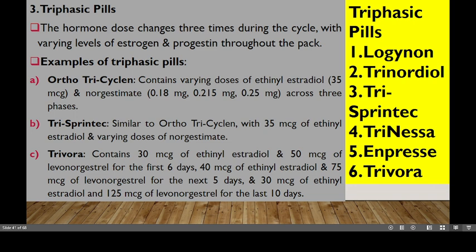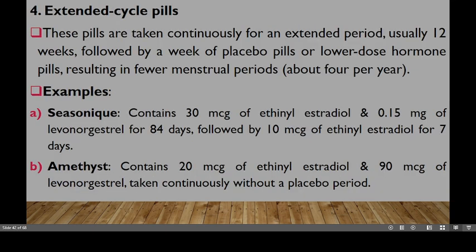Taking us to the third one, which are the triphasic COC pills. And here you find that the hormone dose changes 3 times during the cycle, with varying periods of estrogen and progesterone containing the pack. So we have examples of triphasic pills like the Logynon, the Trinodiol, the Trisprintec, the Trinessa, and the Trivora. Like you can see the tri in most of them.